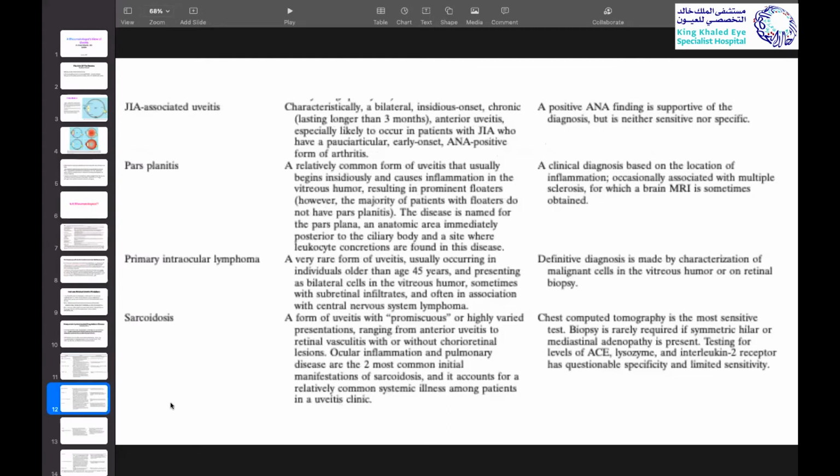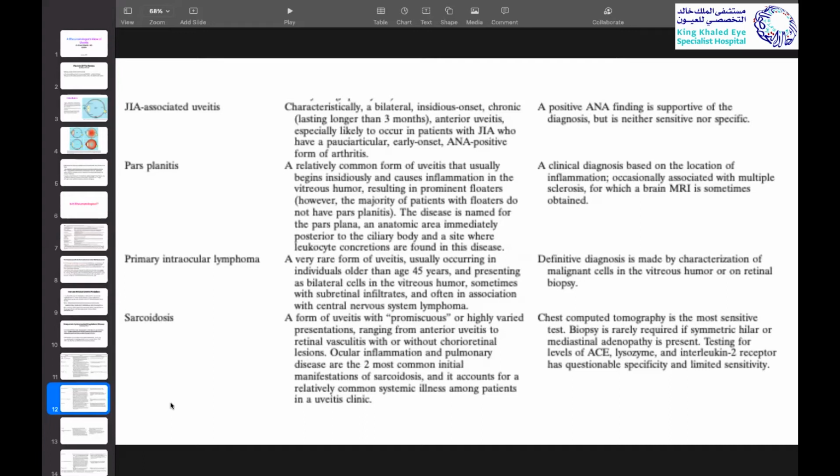For juvenile idiopathic arthritis, which labs are you going to ask for? Usually, you're going to ask for an ANA in that patient, if they are having a bilateral insidious chronic, that means lasting for more than 3 months, anterior uveitis, with a limited number of arthritis. Because per se, ANA is not diagnostic, but it is supportive, and it helps in the prognosis of the disease.